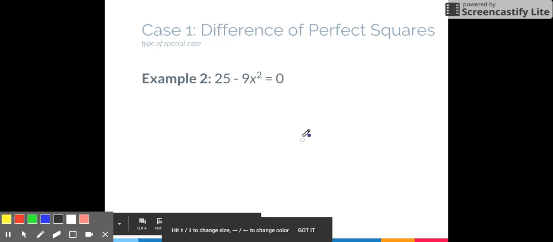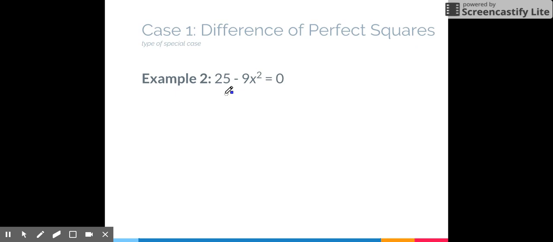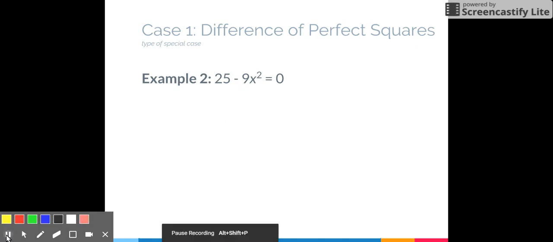Now let's take a look at our other equation. We have 25 minus 9x squared equals 0. Right now we know that this is a special case because I'm telling you, but what if you were just given this and you weren't sure? Well, if you see that you have two terms being subtracted and you don't have a linear term, you probably want to take a second and think, are these perfect squares, right? 25 is a perfect square, 9x squared is a perfect square. So we can use this method.